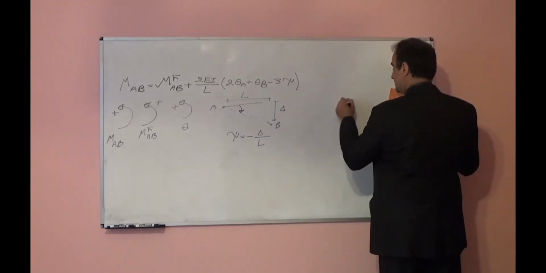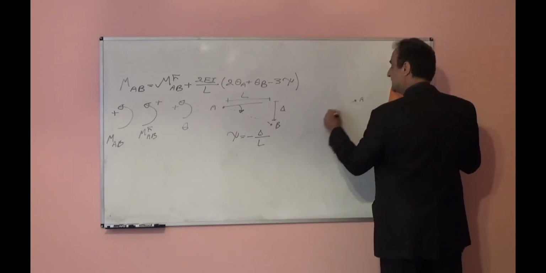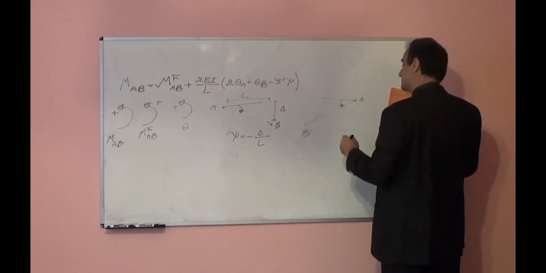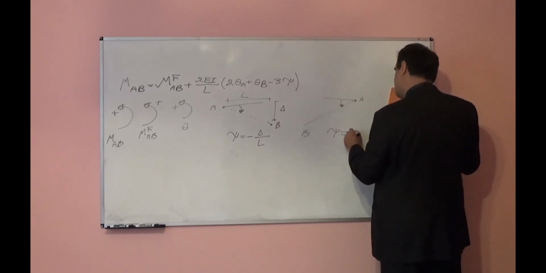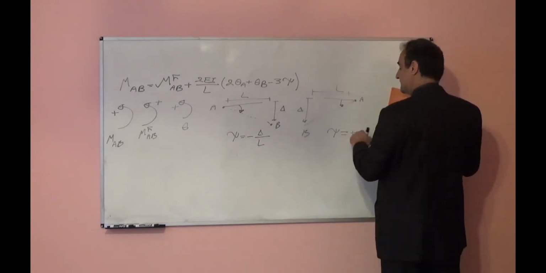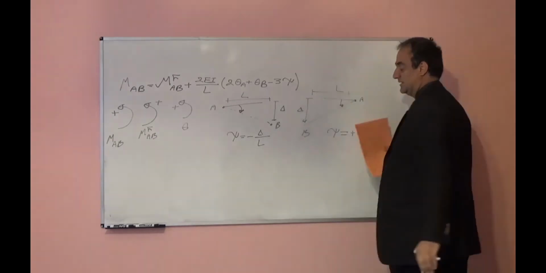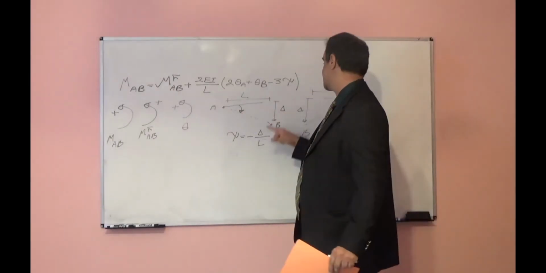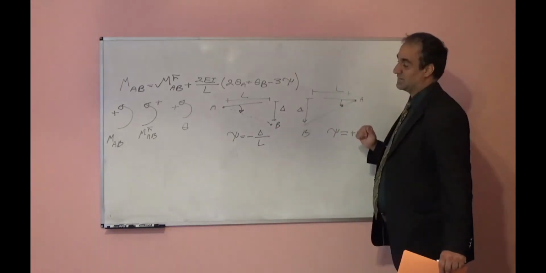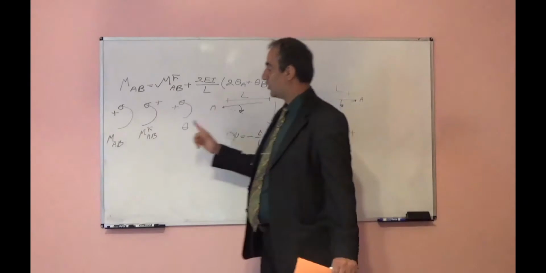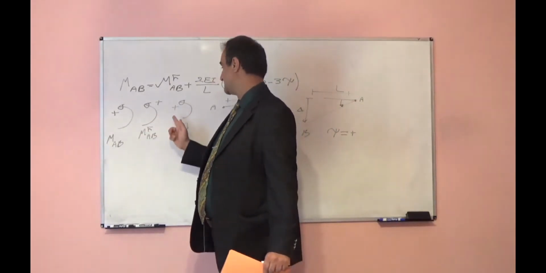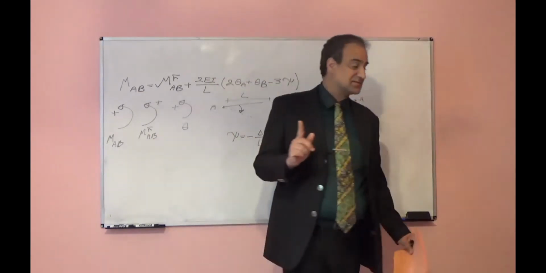Or if you see point A and point B like this, this is counterclockwise, so psi will be positive delta over L. Put positive delta over L here. If the rotation is clockwise, negative delta over L. If the rotation is counterclockwise, positive delta over L. So moment counterclockwise is positive, fixed end moment counterclockwise is positive, rotation counterclockwise is positive.